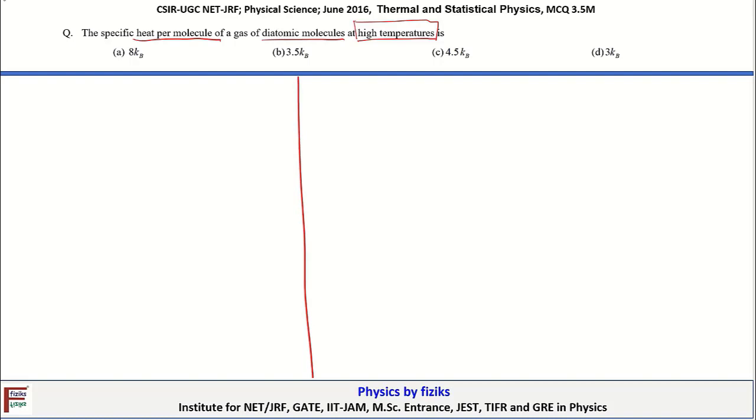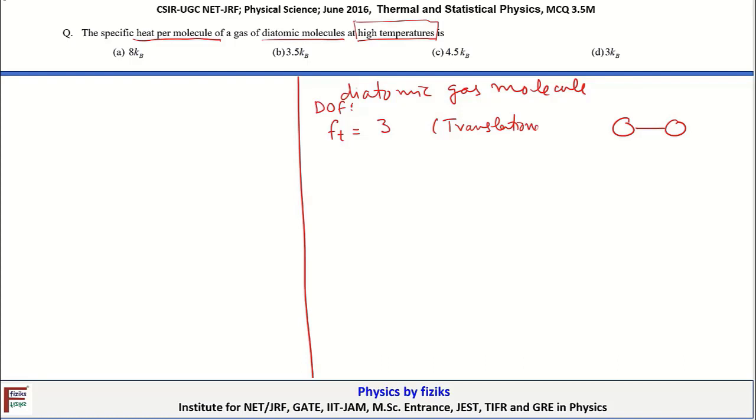We are given a diatomic gas molecule. Let's take a look at how many translational degrees of freedom a diatomic gas molecule has, if I denote them as Ft. A diatomic gas molecule will have 3 translational degrees of freedom. And how many rotational degrees of freedom? If I denote them as Fr, there are 2 rotational degrees of freedom.